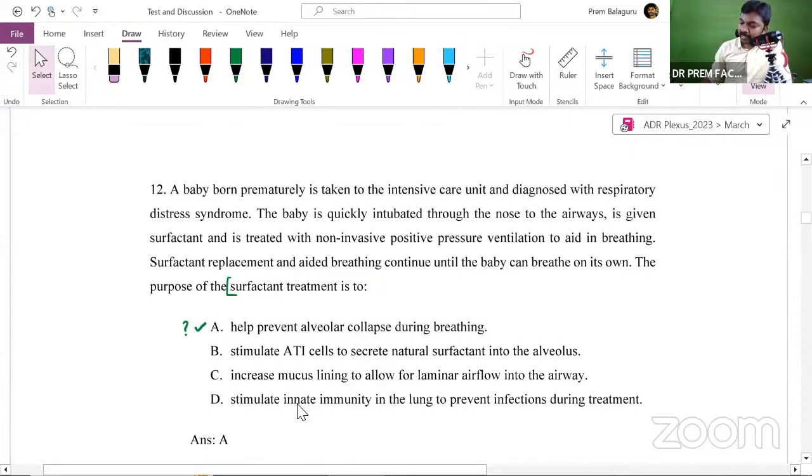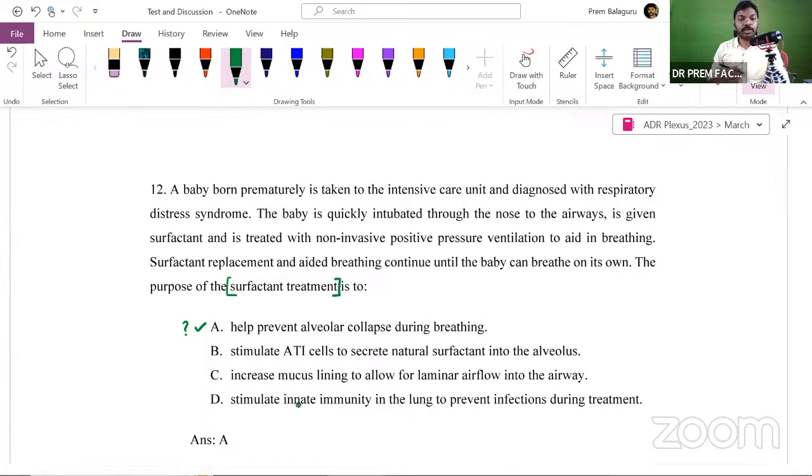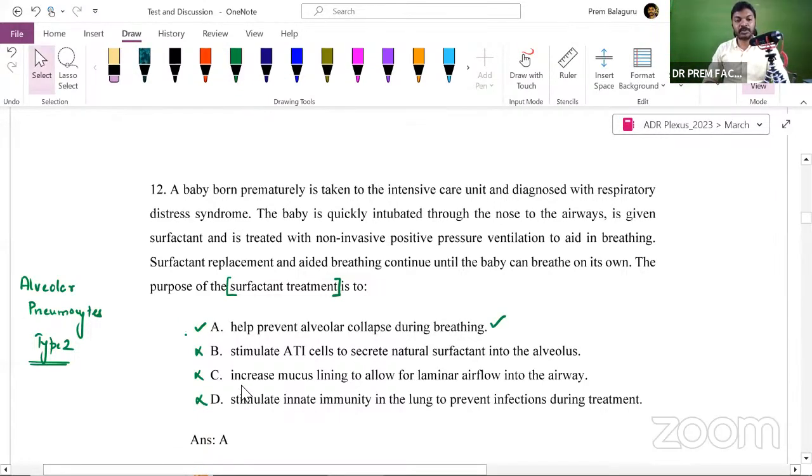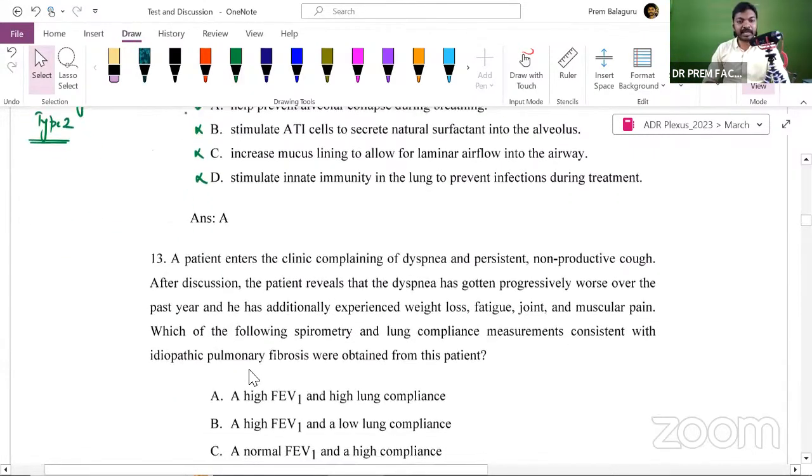Option B, stimulate AT1 cells to secrete natural surfactant in the alveolus. Please remember, surfactant treatment is not going to help in stimulating a cell, right? Even so, surfactants are synthesized by alveolar pneumocytes type 2 and not type 1, all right? So again, option B is wrong. Increase mucus lining, wrong. Stimulate innate immunity, wrong. And hence option A is the best answer for the question. Surfactant treatment is to prevent alveolar collapse and not for anything else.